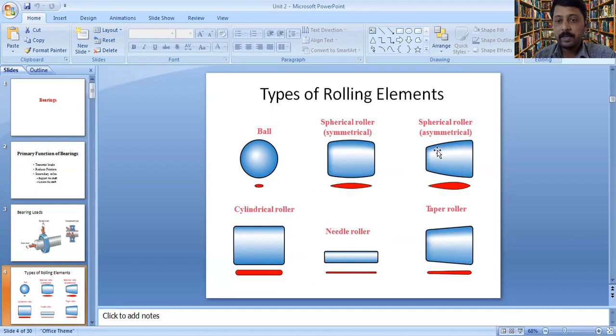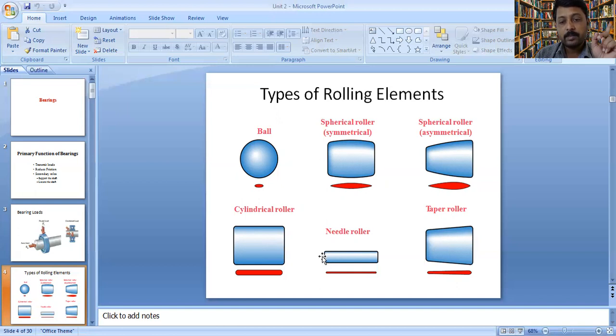Now, why is this called asymmetrical? Because if you draw a line or axis in this direction, you can see that the right side has a major diameter and the left side has a minor diameter. That is why it is not a symmetrical one. But it is elongated, and that is why spherical roller asymmetrical is the name it has. And here you can see a cylindrical roller, just a simple cylinder of more diameter or thickness compared to the next type, which is a needle type. Both have the same constitution like a cylinder, but the diameter of these two rollers differentiates them as cylindrical roller and needle roller.